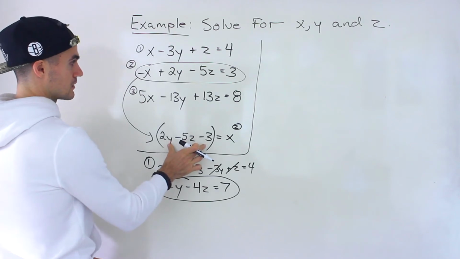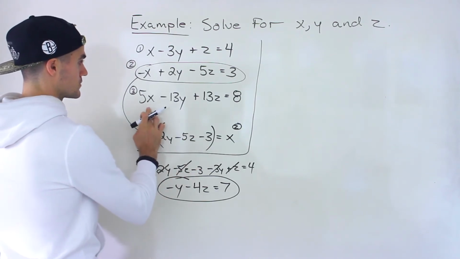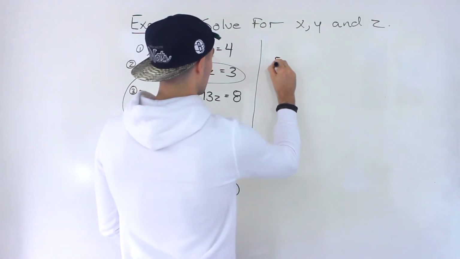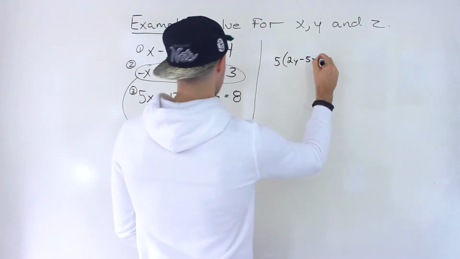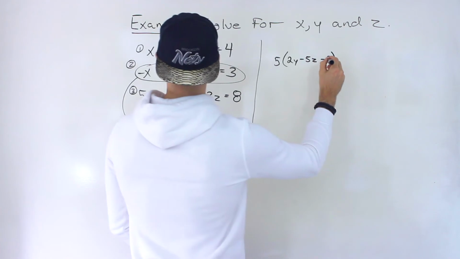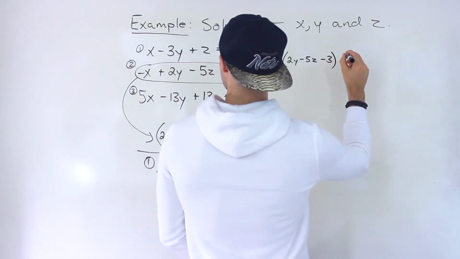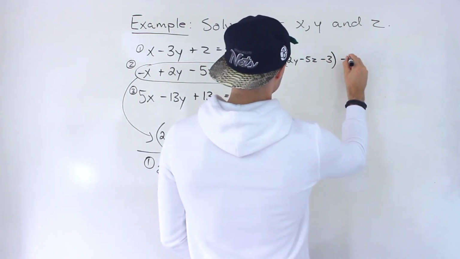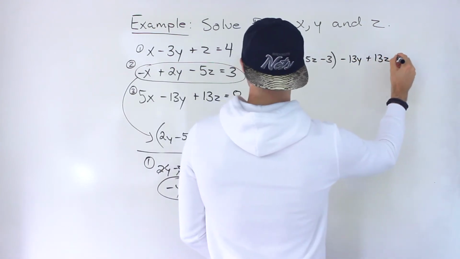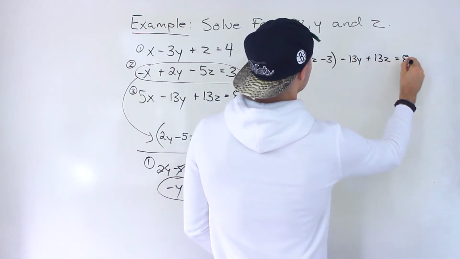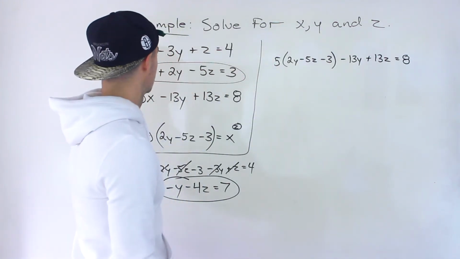So now if we take equation 2 and plug it into equation 3, we'd have 5 bracket 2y minus 5z minus 3, minus 13y plus 13z is equal to 8, like that.